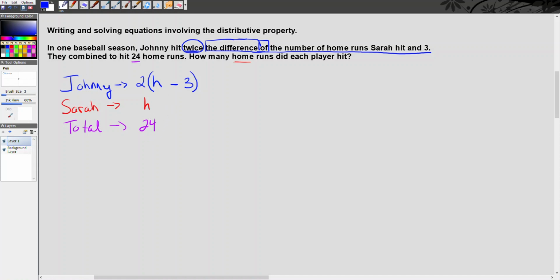So we could verbalize this. What am I going to write as my equation? Well, I'm going to write that Johnny plus Sarah equals 24. Okay, but I can't solve an equation with words, but I know what I could replace for Johnny. I could write 2 times H minus 3.